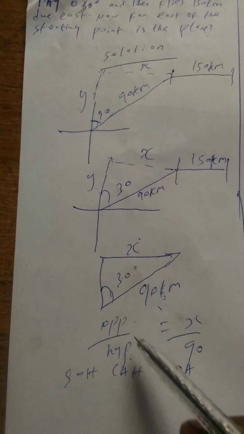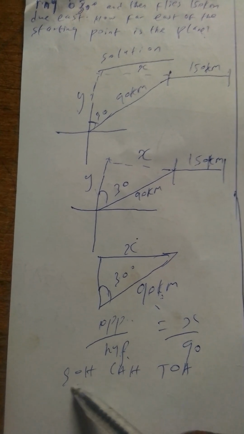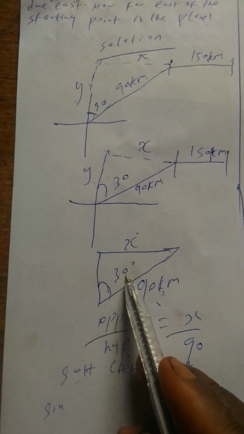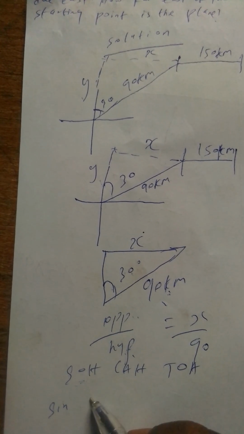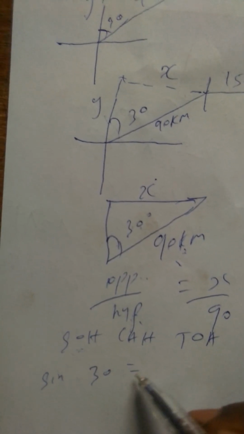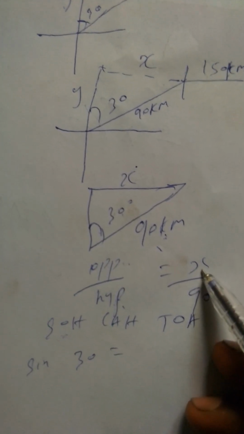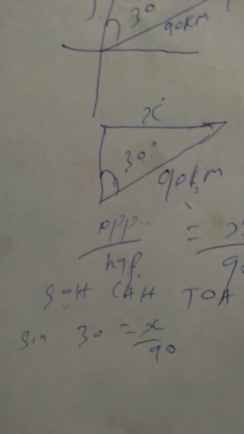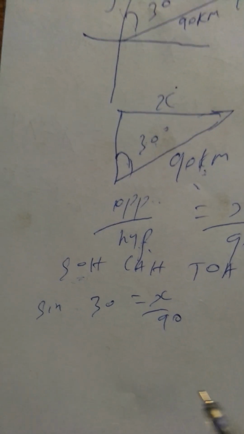you're going to agree with me. Since we have opposite over hypotenuse, we are going to use sine. Are you getting me now? So we have sine 30 equals x all over 90.